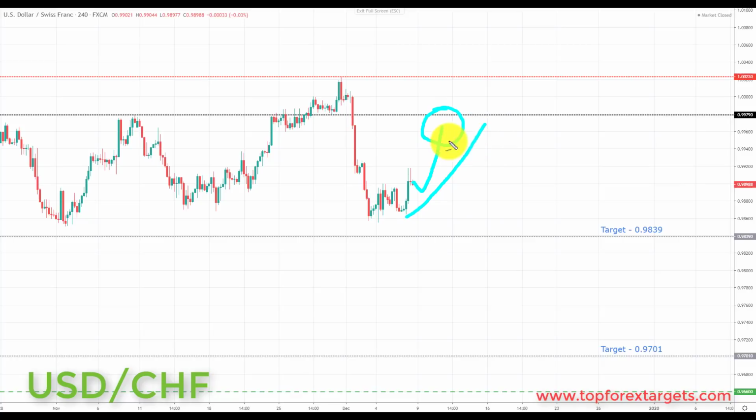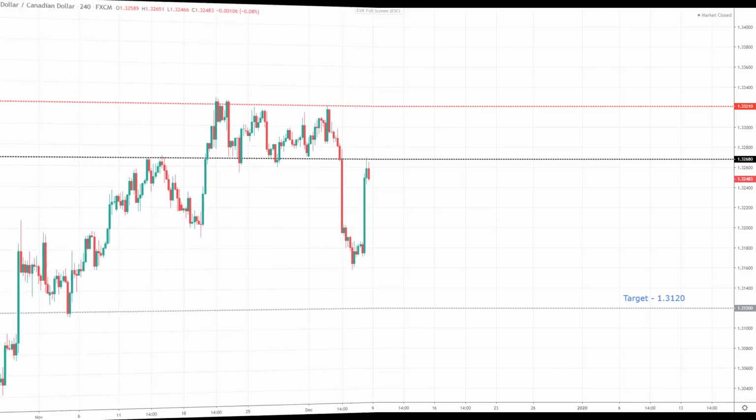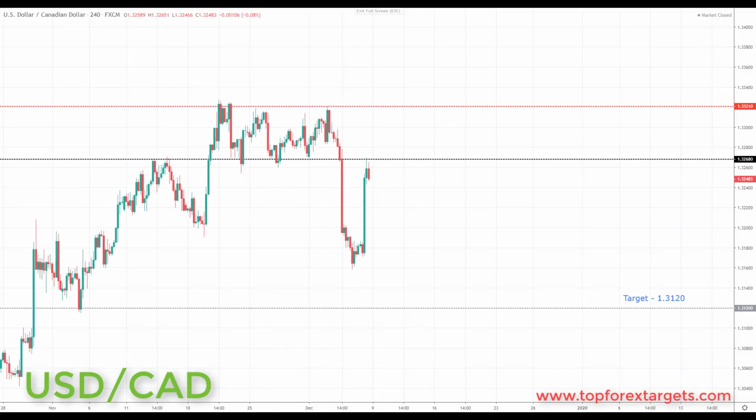This would be a fantastic place next week to start to look once again for those bearish formations and patterns. And we're going to be looking at initiating shorts down towards the next key of support to the downside and the target set at the 0.9839. And if we can get a break through here, we're going to be looking down towards the next key of support to the downside and target 2 at the 0.9701.